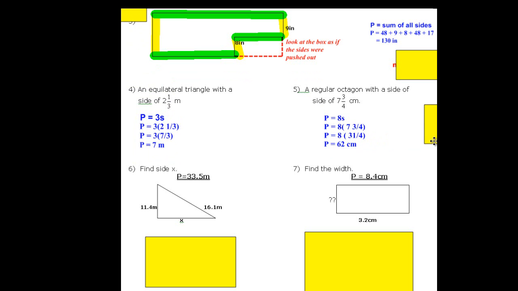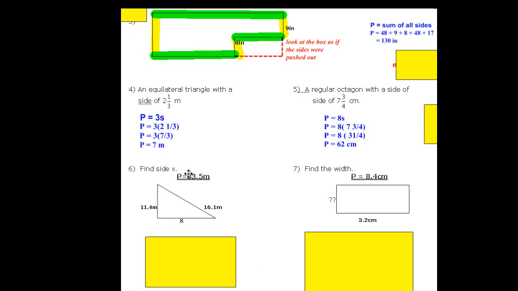So in this case, I'm going to use 3s since it's equilateral, and I would get a side of 2 1/3. 3 times 2 1/3 is the same as 3 times 7/3, or 7 meters. A regular octagon, so I'm going to take 8 times 7 3/4, giving me 62. You can check the math there.